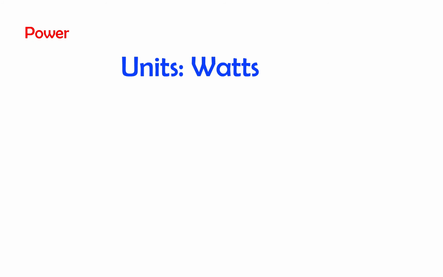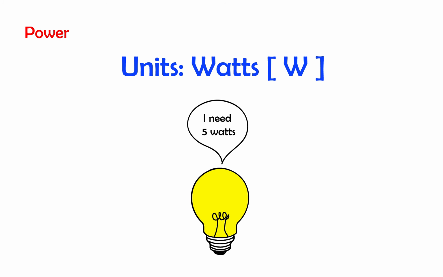Power is measured in watts. Instead of using the word watt every time we write a power number, the letter W is used, just like V is used for volts. For instance, the light bulb consumes 5 watts, or simply written 5W.